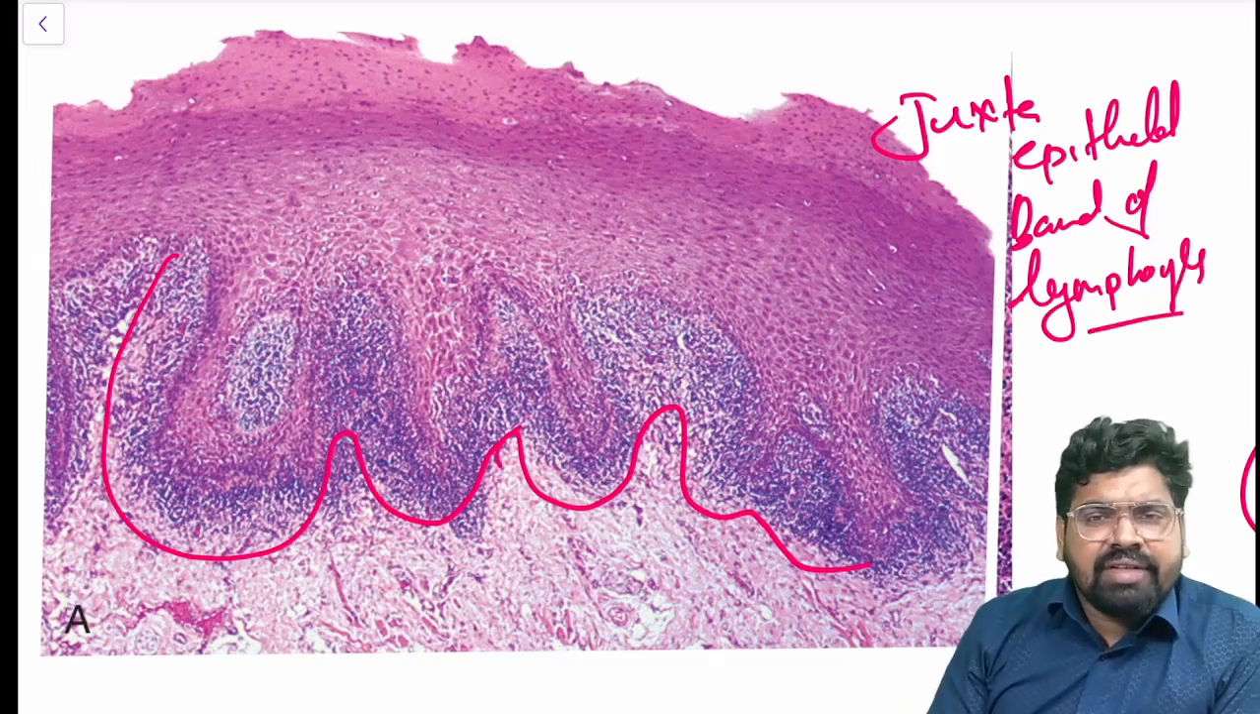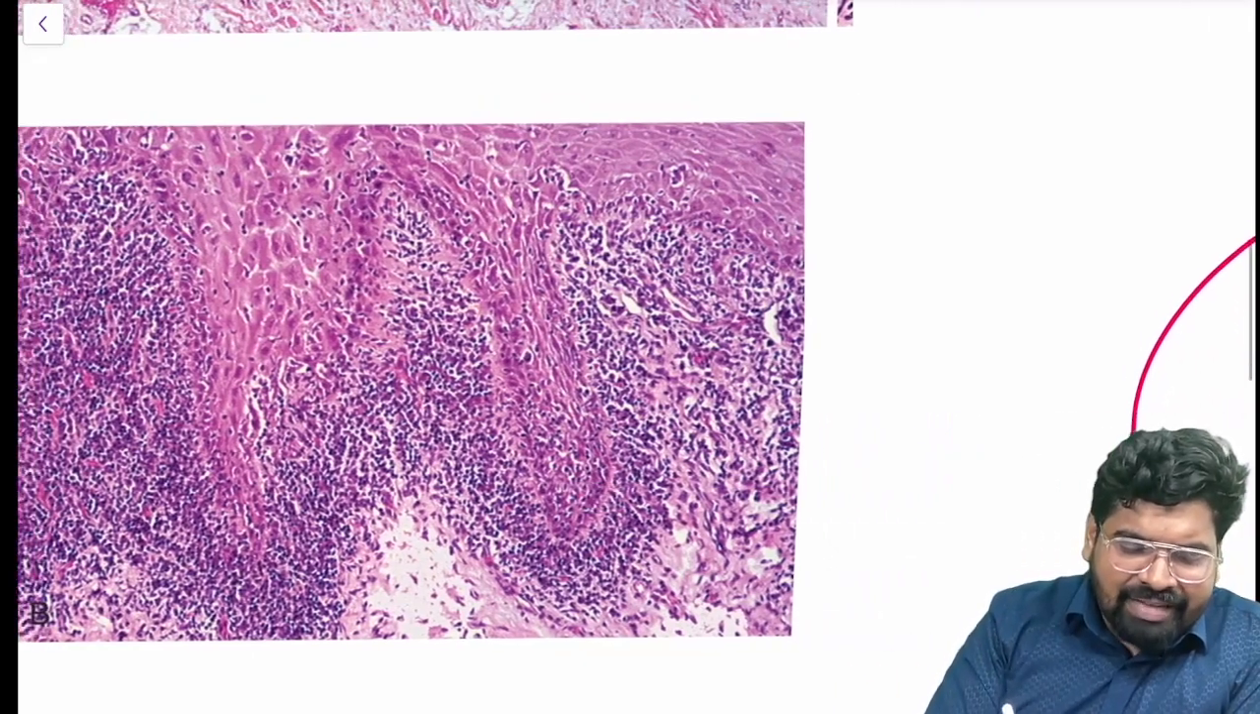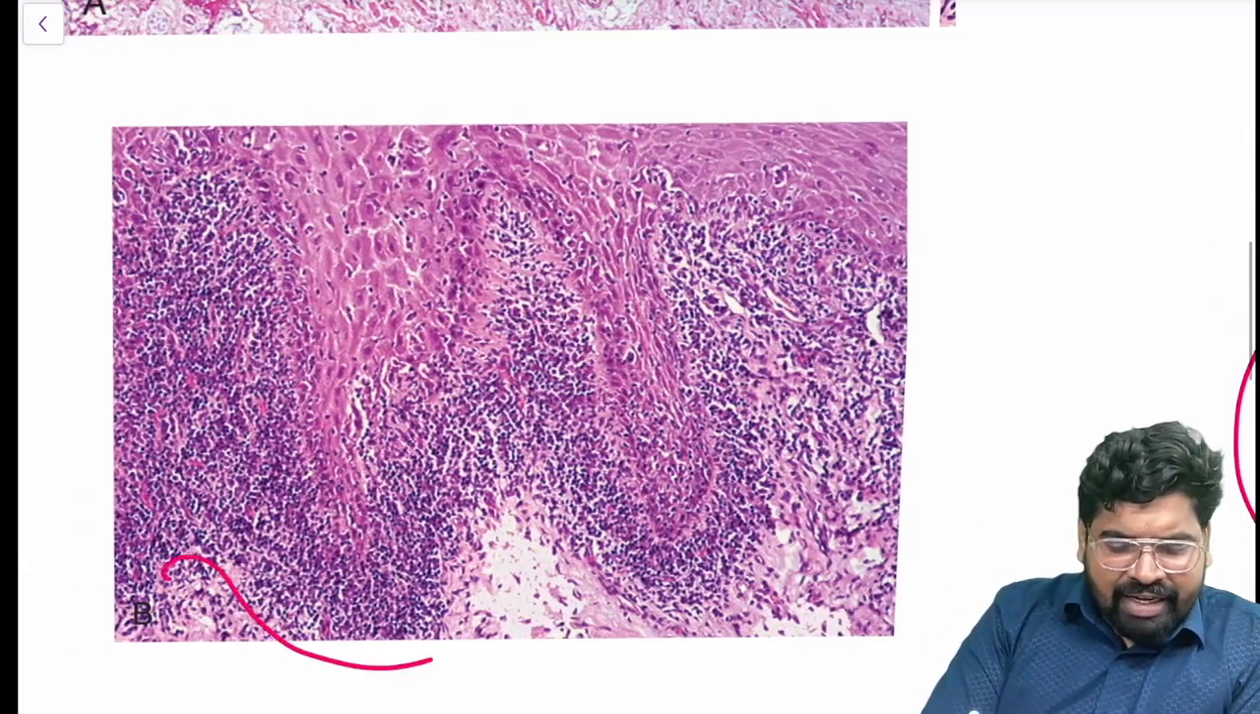Okay, so this is lichen planus. This is the higher power view. You can see that the basal keratinocytes are damaged, and this lymphocytic infiltrate is there.